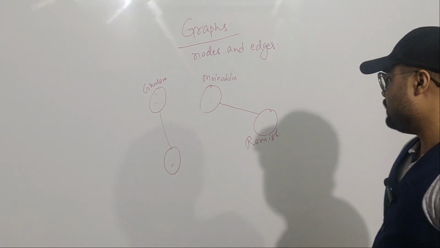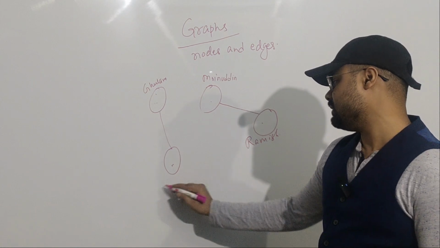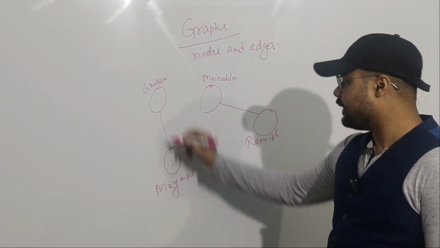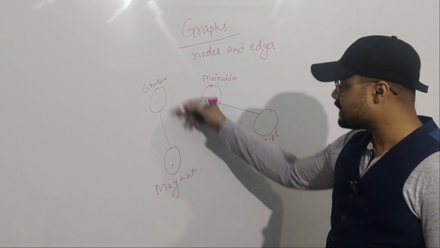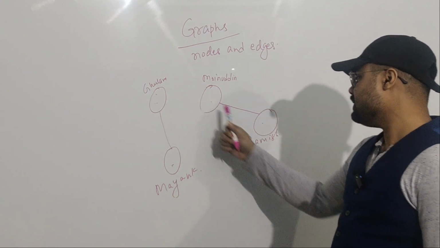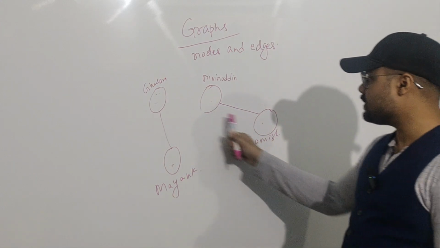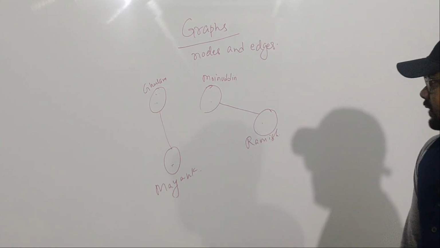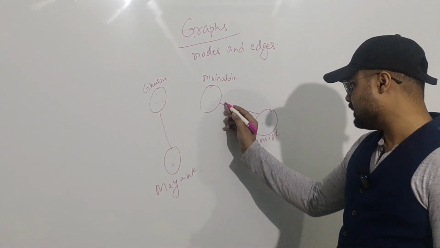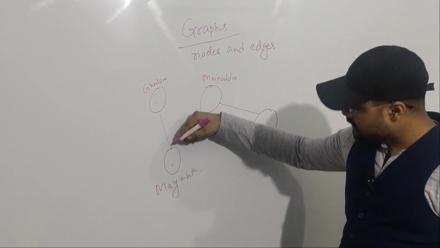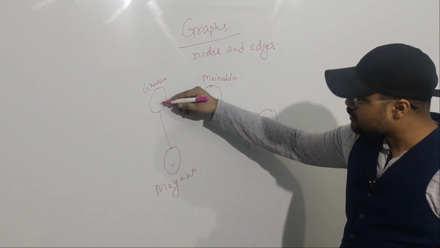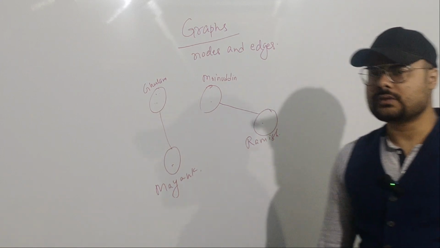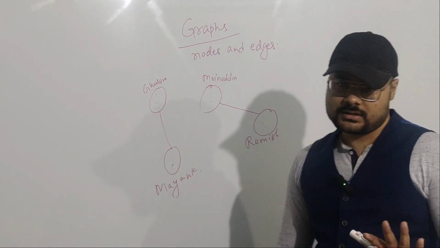And let's say this is Mayank. Then Gulam is a friend of Mayank, Mayank is a friend of Gulam, Moinuddin is a friend of Ramesh, and Ramesh is also a friend of Moinuddin. So there are two types of graphs actually. When it comes to the edge, you can see that one edge connects two nodes, and the edge signifies some sort of relationship. An edge can be directed or undirected.